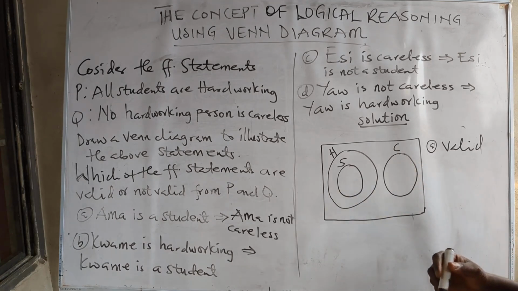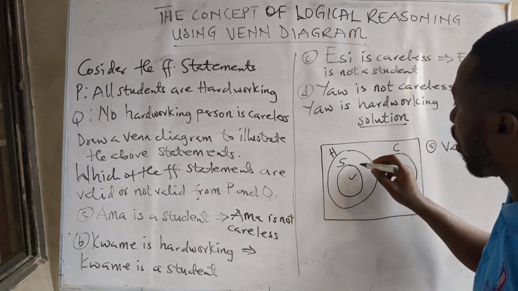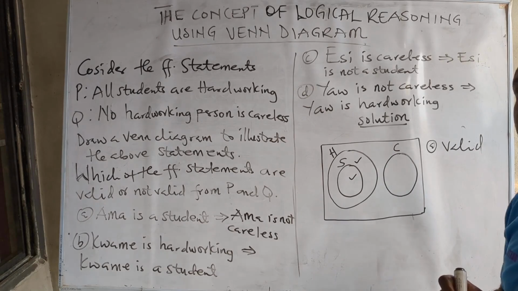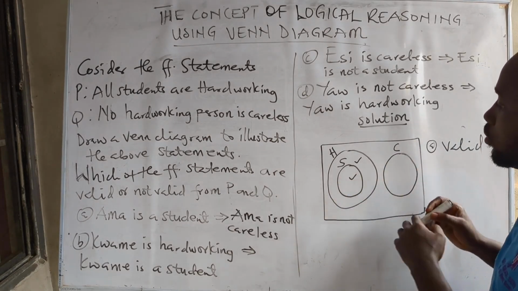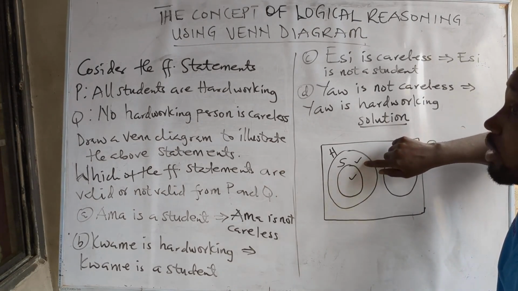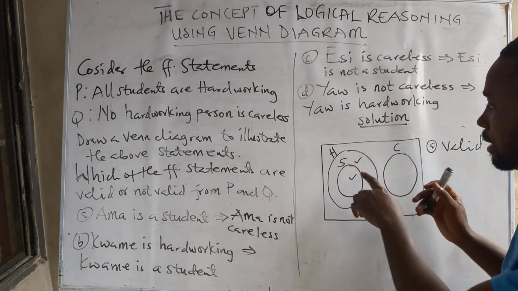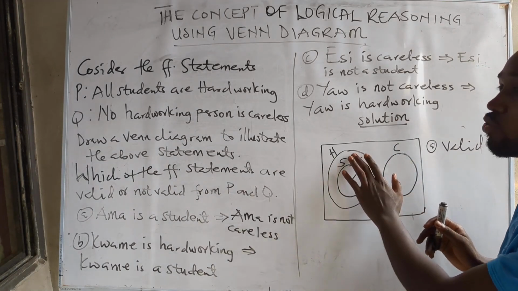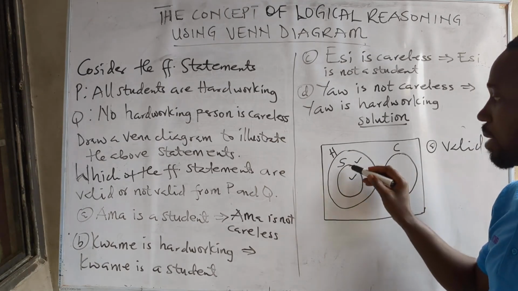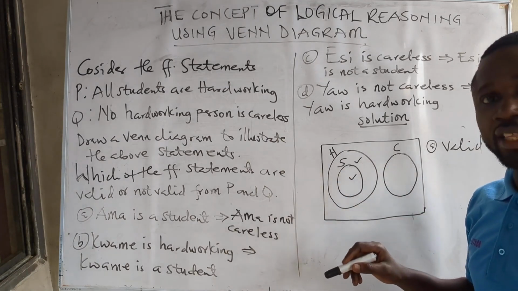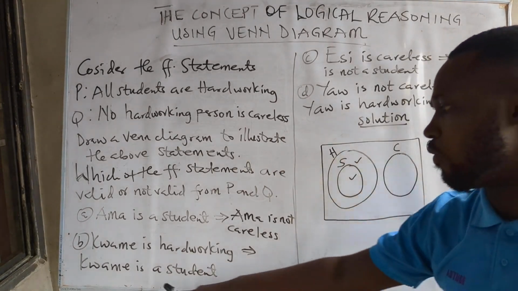So if somebody is hardworking, then the person can either be a student or may not be a student. Yes. So if you are hardworking, then you are either a student or you are not a student. So those who are hardworking, we have those who are students, that student here, and those who are hardworking, but they are not also students. That is why the hardworking is the bigger set. But every student is within those that are hardworking. So Kofi is hardworking. So Kofi is a student.